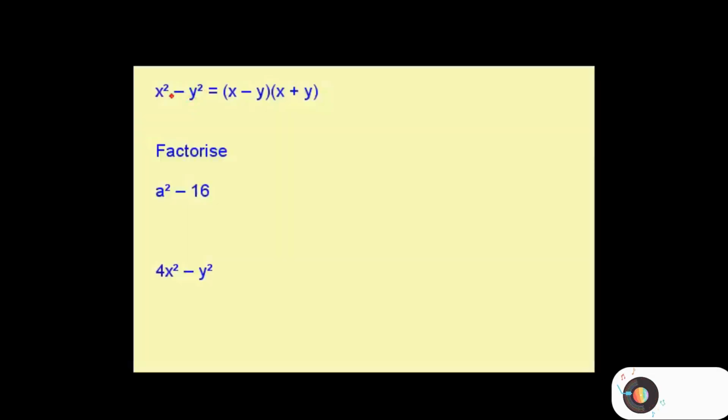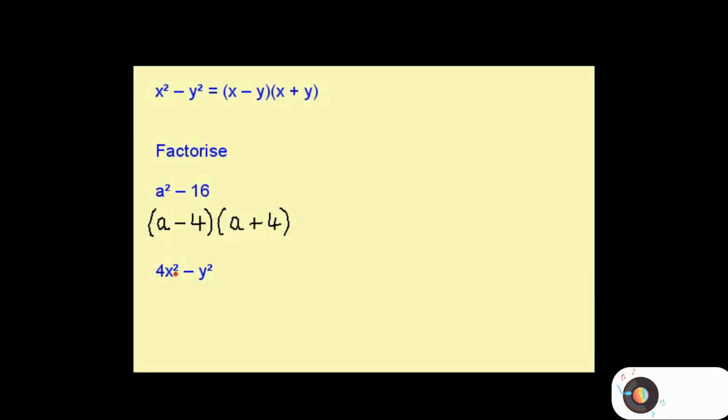numbers, one subtracted from the other. This is what we call the difference of two squares, and it can be factorised like this. So here we have two square numbers. This number is a squared, and this number is 4 squared. So we can factorise it: a minus 4, a plus 4.